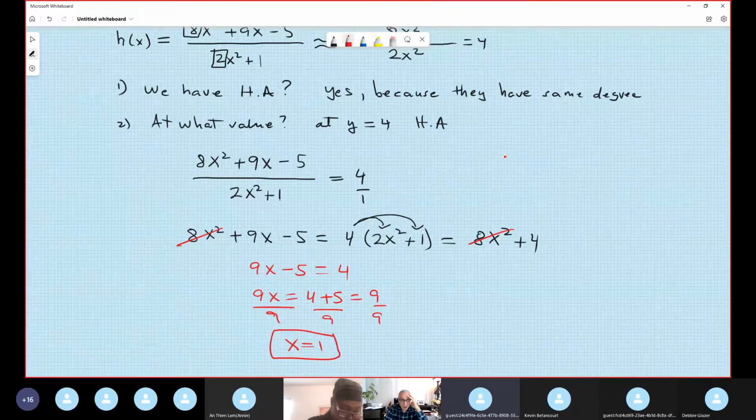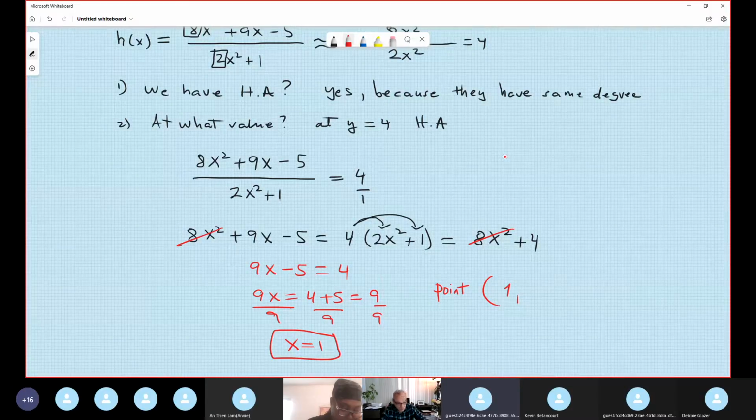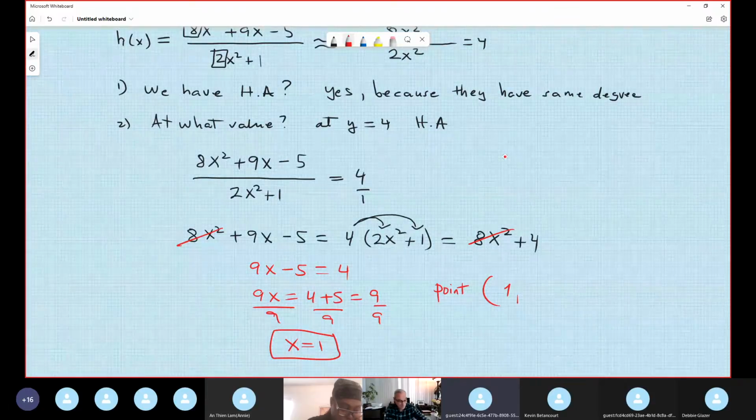If you get 1 answer, it's because, yes, my graph crosses the horizontal asymptote. Sometimes you see another example where it does not, and the reason is because this equation has no solution, no? Okay, so what is the famous point at which our graph crosses the horizontal asymptote? It is at the point 1 comma something. And what is the y component in this case?